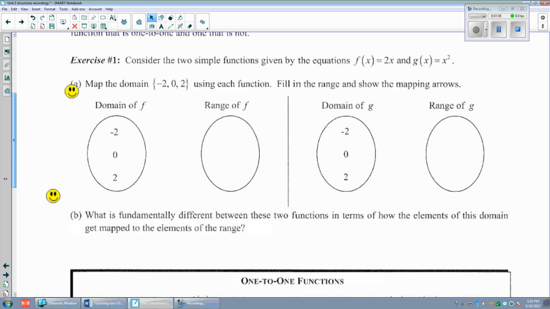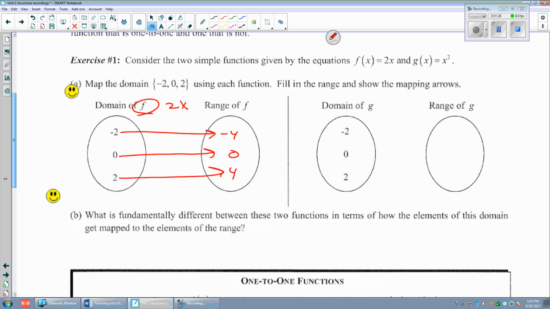Okay, so let me see. The first one, f of x. This is f. Okay, and it's 2x. So let me see. -2 times 2, -4. 0 times 2, 0. 2 times 2, 4. Okay, this seems pretty easy.